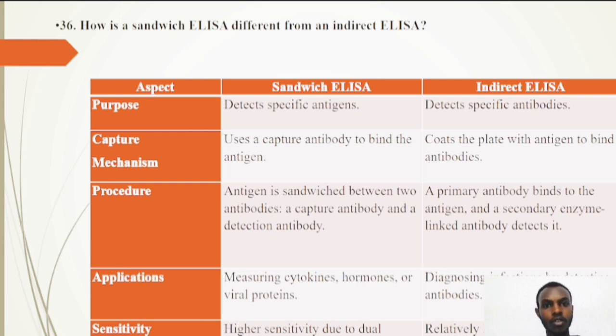And so for the procedure for the sandwich ELISA and indirect ELISA, the antigen is sandwiched between two antibodies, like I said before. For the indirect ELISA, the primary antibody binds to the antigens and the secondary enzyme-linked antibody detects it.